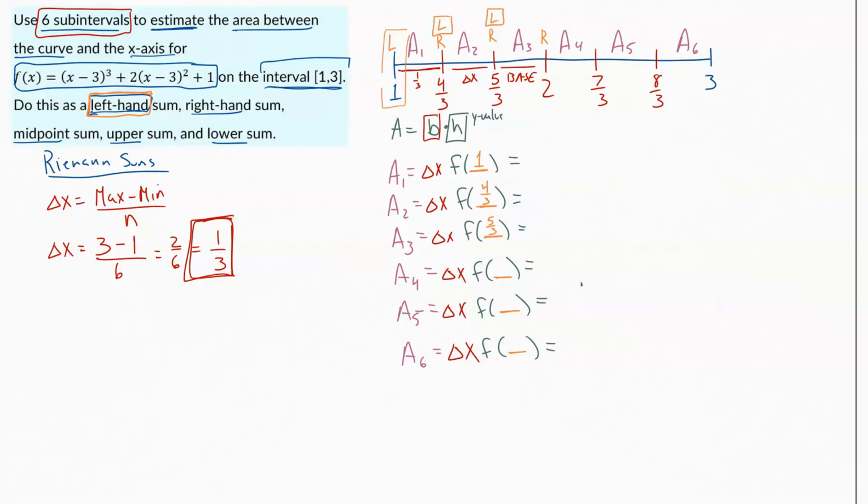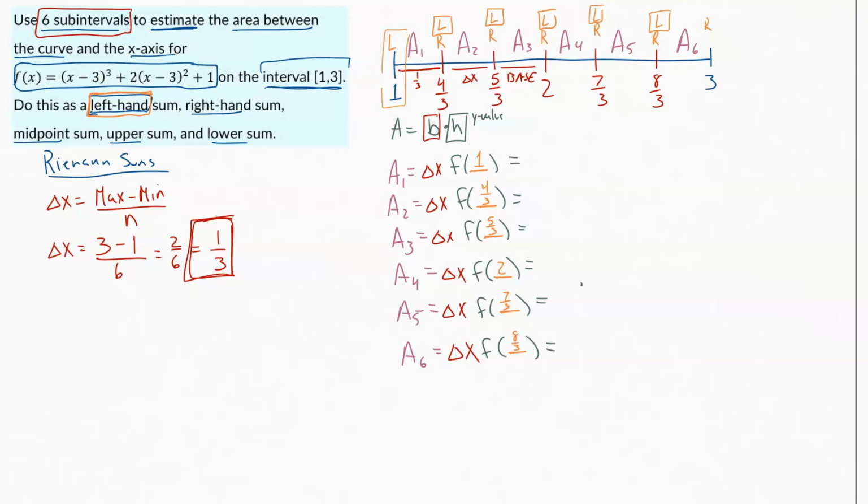We keep going down the list. Looking at A4, we've got a left, we've got a right. We want the left, so we would plug in 2. Then from there, A5, same game. We've got a left side of A5 and we've got the right side of A5. We want the left side, so we would choose 7/3. And then on our finer interval, we've got the left side and we've got the right side. Again, we're looking for the left endpoint, so then we would plug in 8/3.